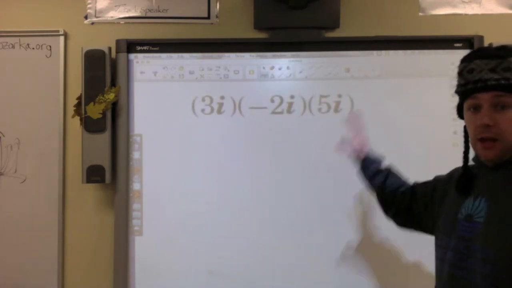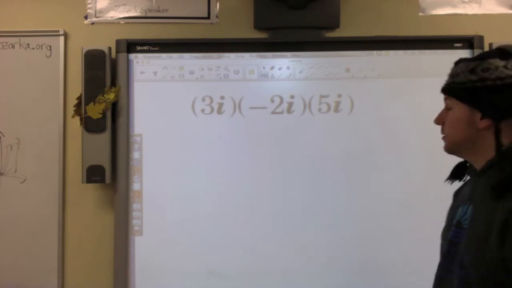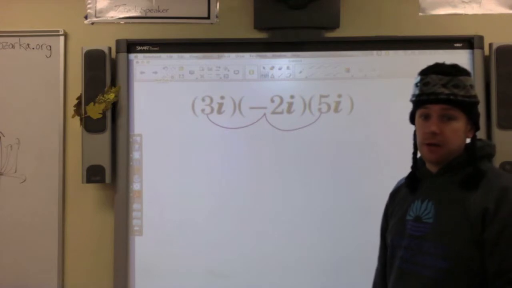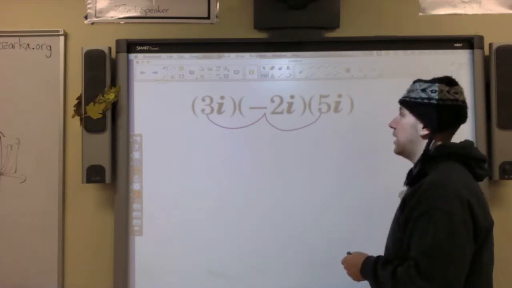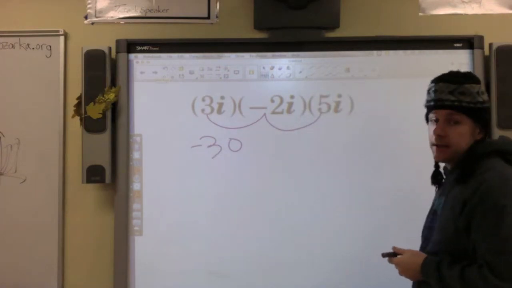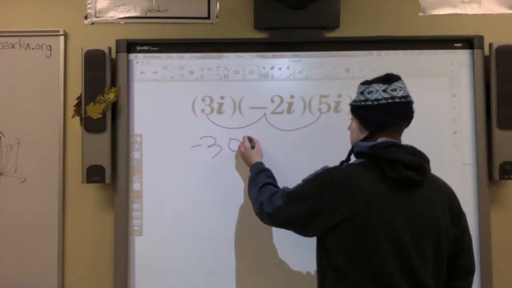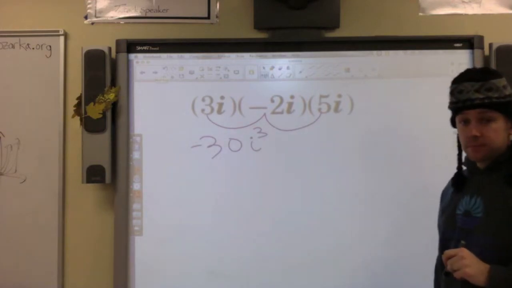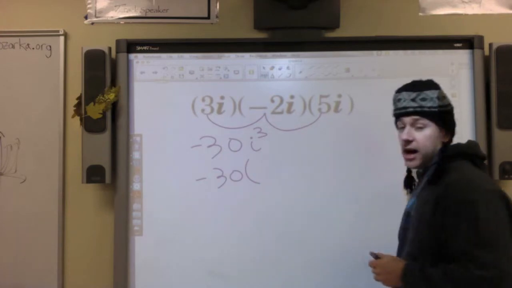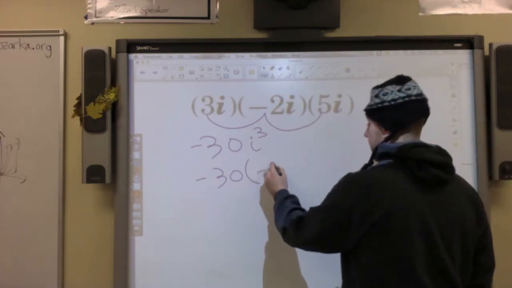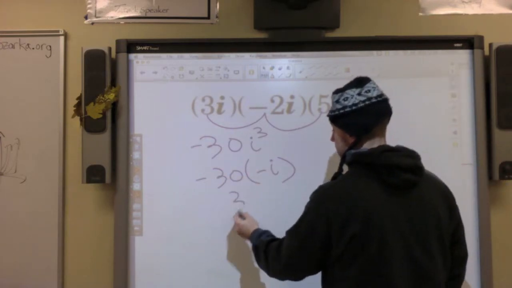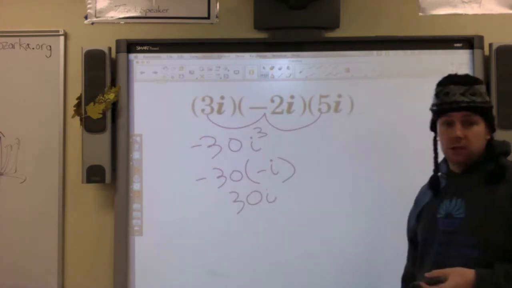When I'm dealing with i, we have to multiply all of those numbers. 3 times 2 is 6, times 5 is 30. So that's a negative 30. i times i times i is i to the third. And we remember back to our notes, i to the third is negative i. And then I have 2 negatives. So really, my answer is just 30i.